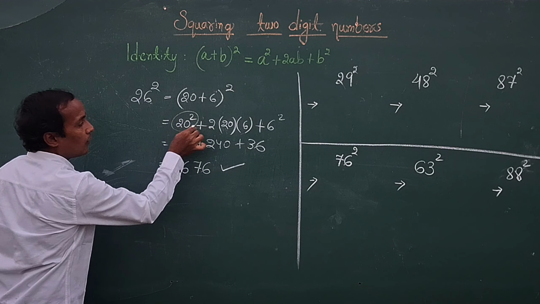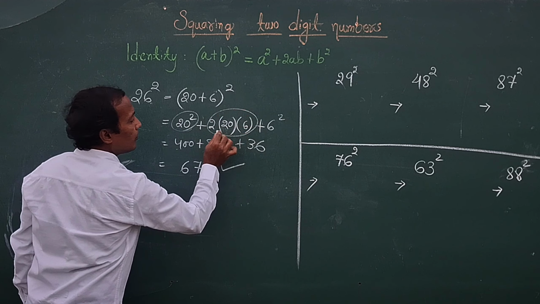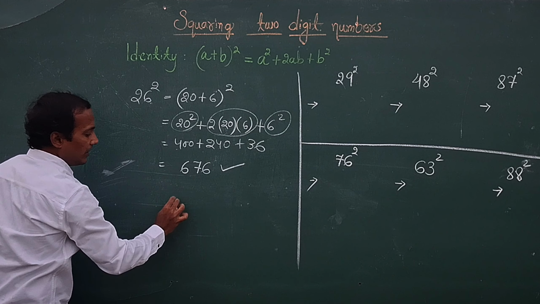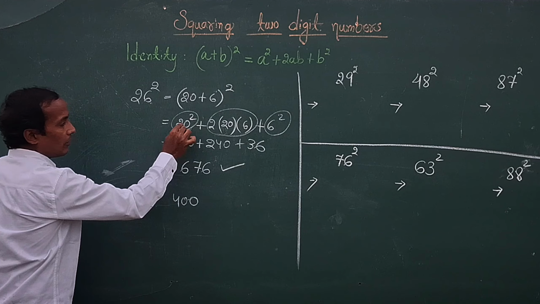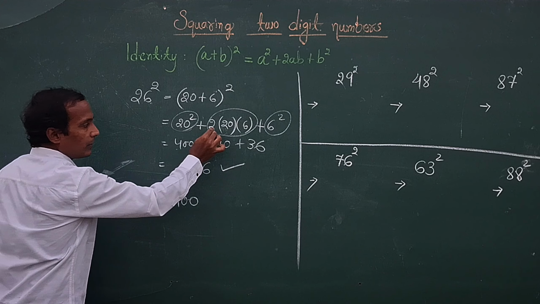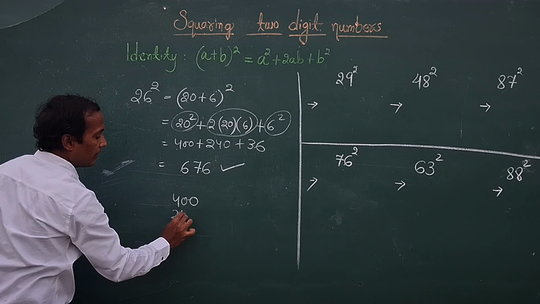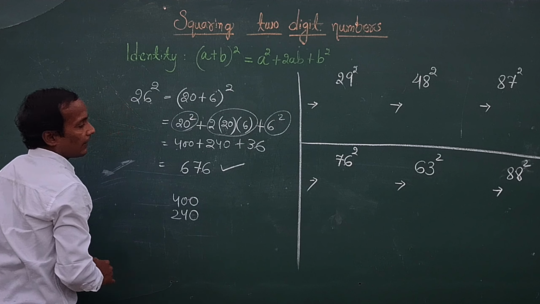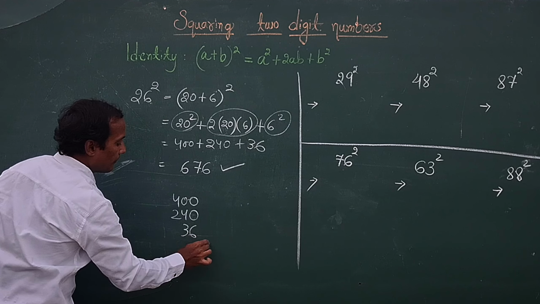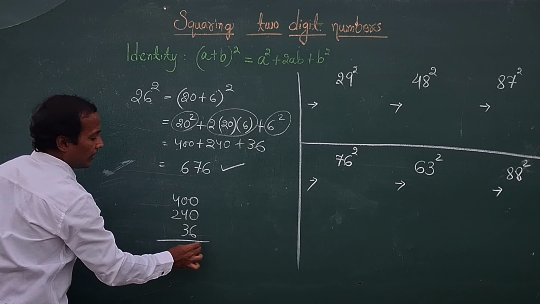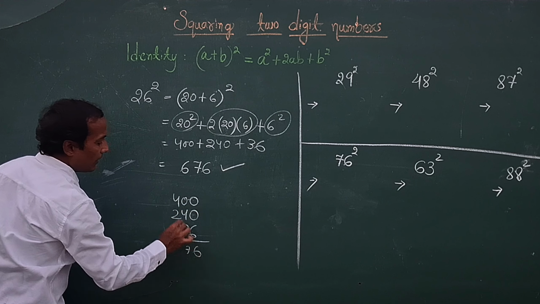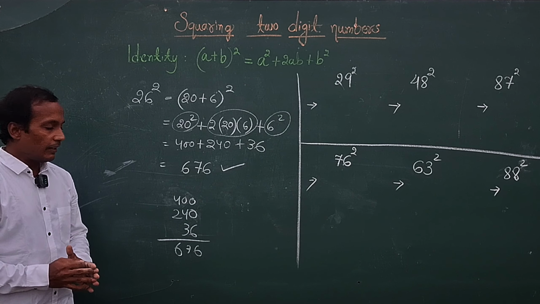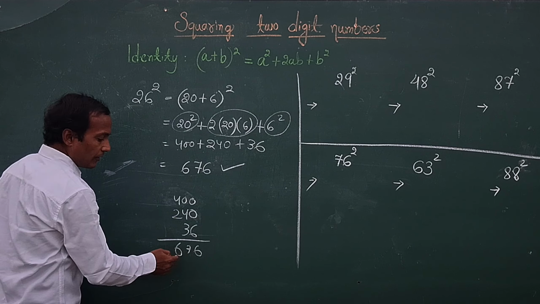What we had here? We had 20 square, 2ab means 2 into 20 into 6, and 6 square. These three things were added. If I write them in columns, 20 square is 400, I wrote here. 2 into 20 into 6 is 240, I will write here. And 36 I will write here. Now 0 plus 0 plus 6, 4 plus 3 is 7, 4 plus 2 is 6. Well, here you can see I have added all this to get 676.